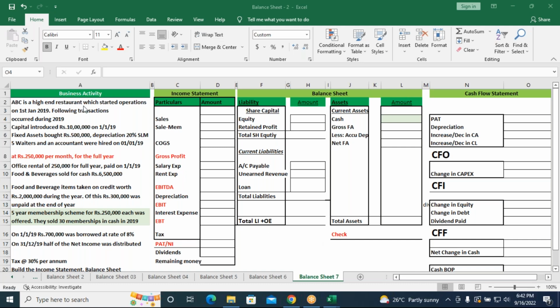So let's start to conclude this one, and we'll do balance sheet 5 and then the cash flow statement. I want you to guide me on what has to be done. ABC is a high-end restaurant which started operations on 1st Jan 2019. The following transactions occurred during 2019. Here we are going to do the balance sheet for one financial year. So, capital introduced.